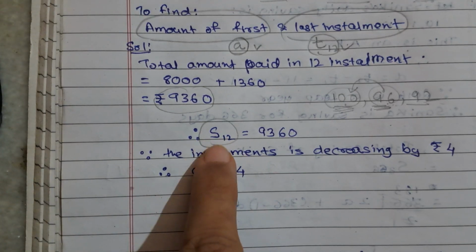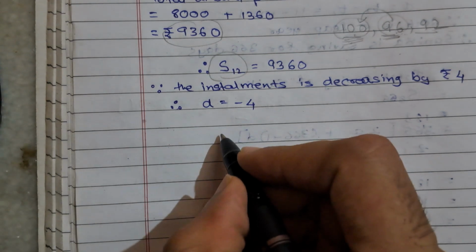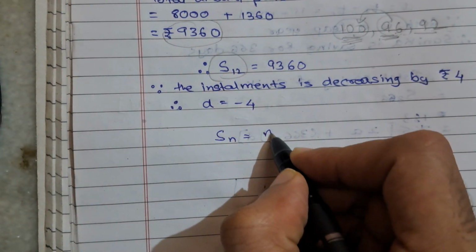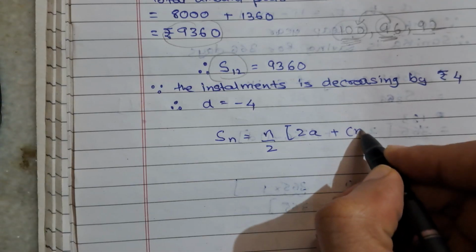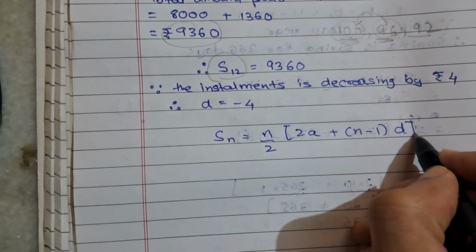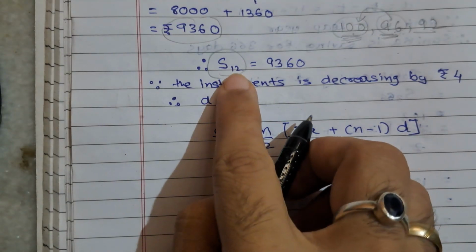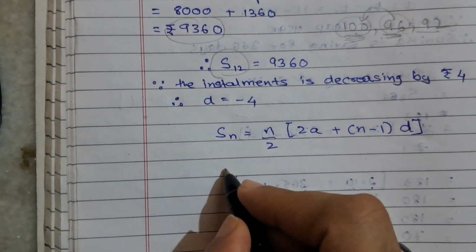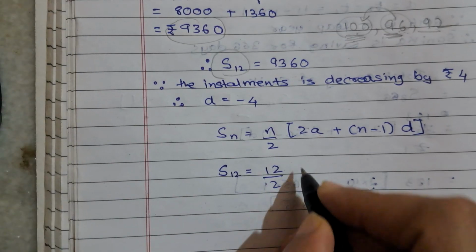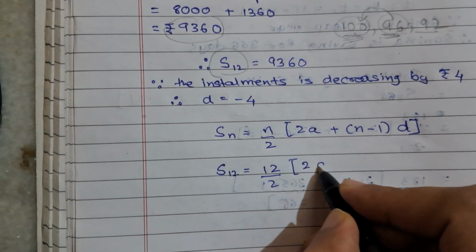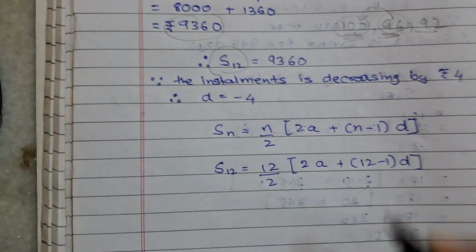Can I use the Sn formula over here? Let me just go ahead and use the Sn formula. What is the formula for Sn? Sn is equal to n upon 2 into 2a plus n minus 1 into d. Okay. So this time I am more concerned about S12. So wherever I see n, I will just put a 12. So 2a plus it will become 12 minus 1 into d.